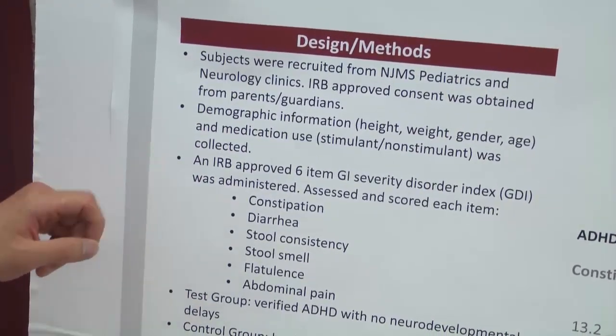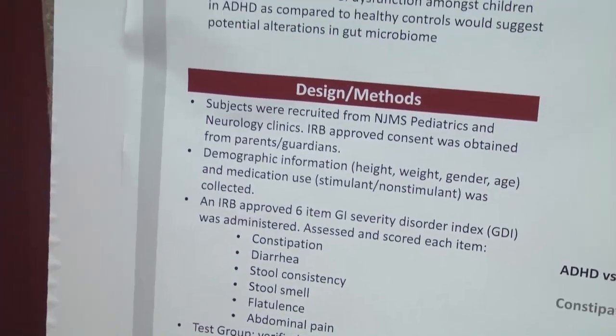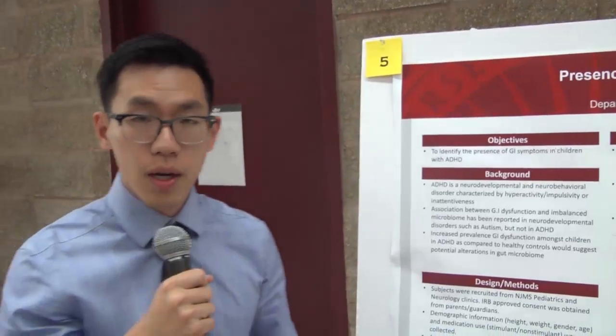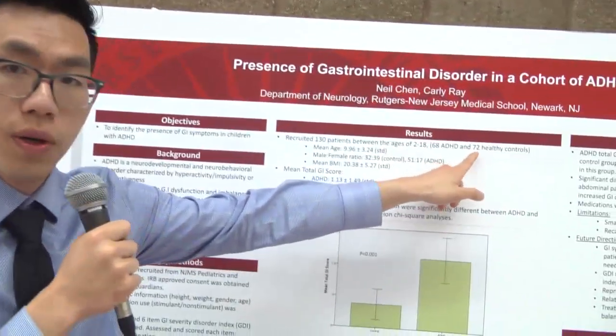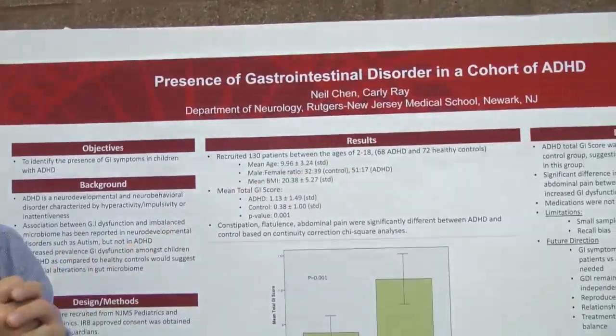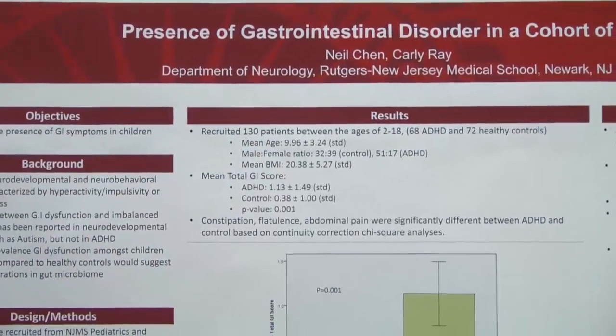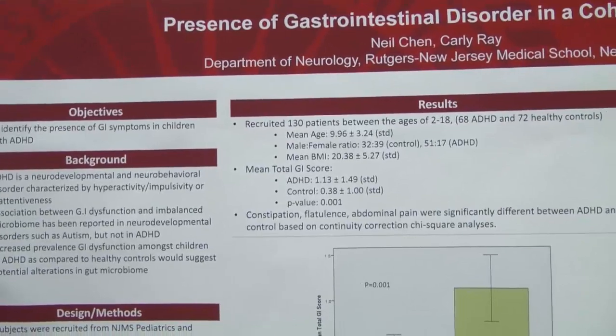It was particularly important that we captured pure ADHD and not ADHD with learning disabilities or other neural problems. Our healthy children were selected from pediatrics, where they were visiting for healthy visits or vaccine shots. So in our control, we had 72 healthy patients, and in our ADHD group, we had 68. Our mean age was about 10 years old.